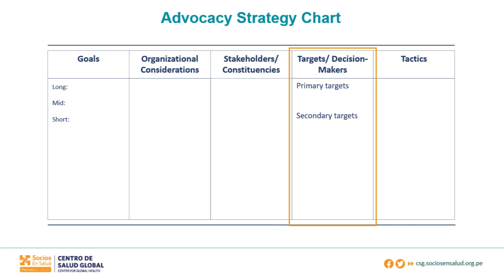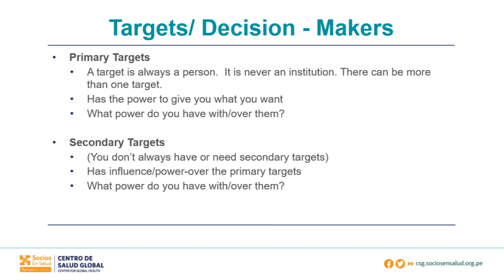Okay, so then we move on to targets and decision makers. So we want to be thinking about both primary targets, that is people who have the power to give us what we want, and the secondary targets, people who can put pressure on those primary targets. So I mentioned this earlier, but just to say it again, a primary target is always a specific individual, and the secondary target is someone who has influence over that primary target.